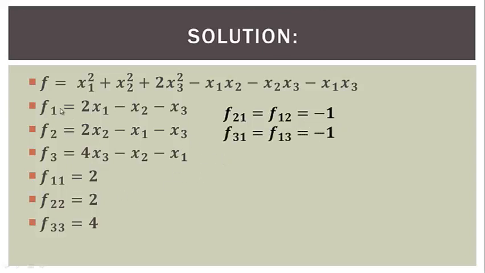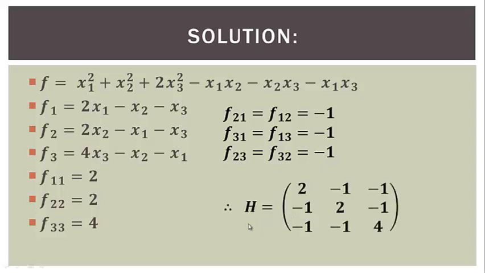Next, if you differentiate f1 with respect to x3, that will give us minus 1. Or if you differentiate f3 with respect to x1, that will also give us minus 1. So f31 is equal to f13 equals minus 1. And finally, if you differentiate f3 with respect to x2, that will give us minus 1. Or if you differentiate f2 with respect to x3, that will also give us minus 1. So f23 is equal to f32 and is equal to minus 1.